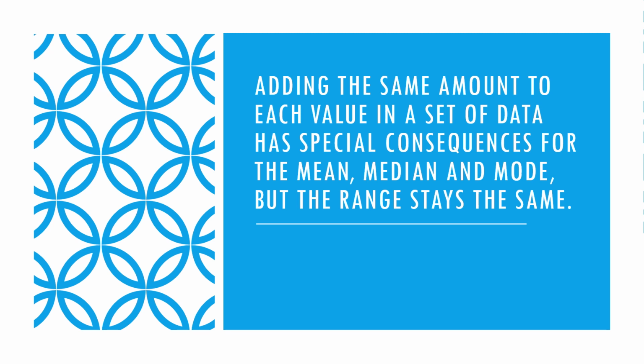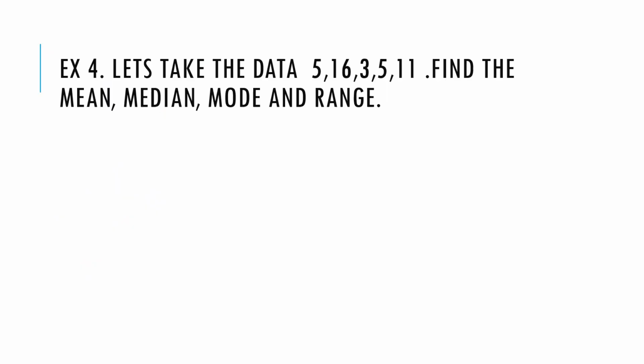Alright, so next thing we're going to cover is if we add the same amount to each value in a set, it has a special consequence for the mean, the median, and the mode, but the range stays the same. So let's go ahead and take this data set and find the mean, median, mode, and range. What I'm going to do is write this from lowest to highest.